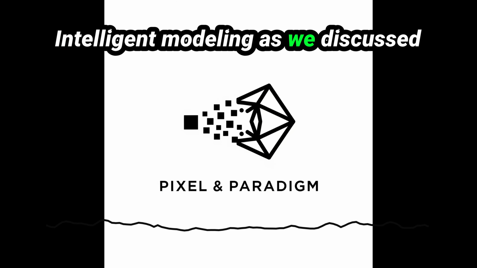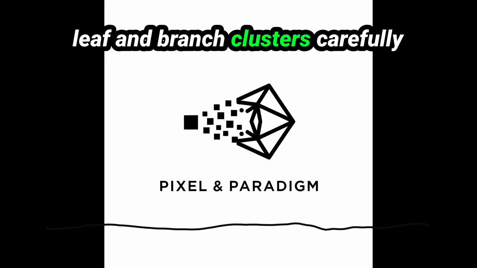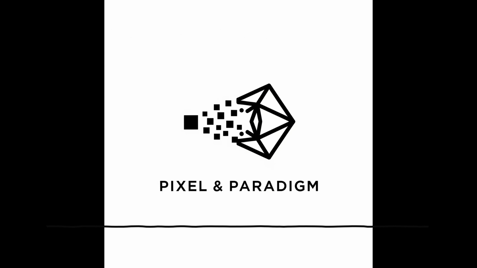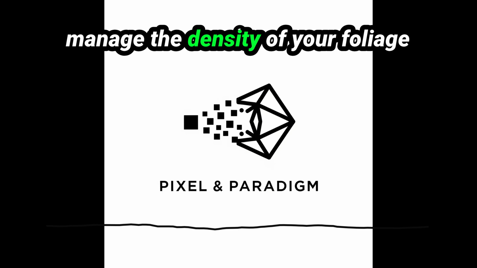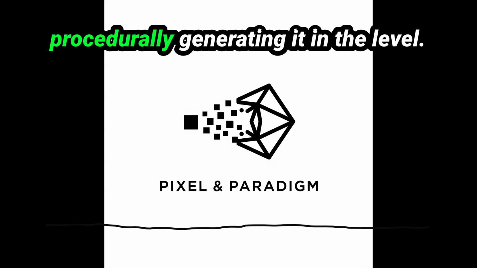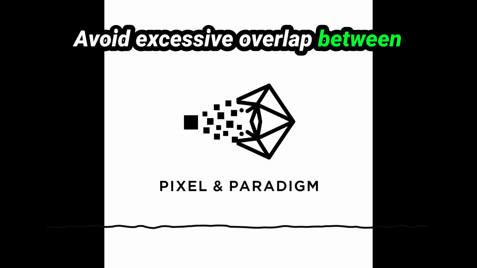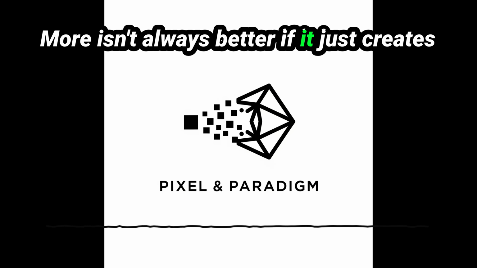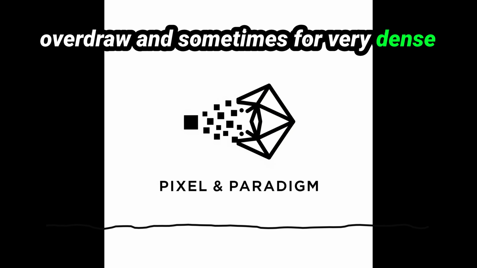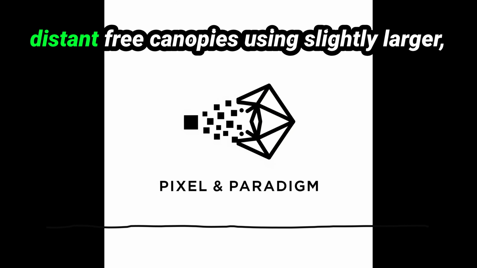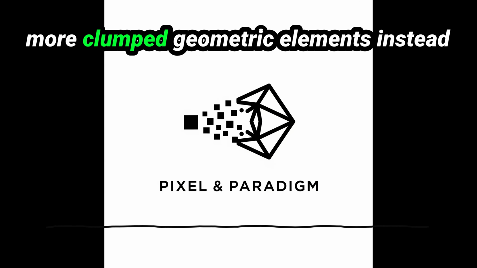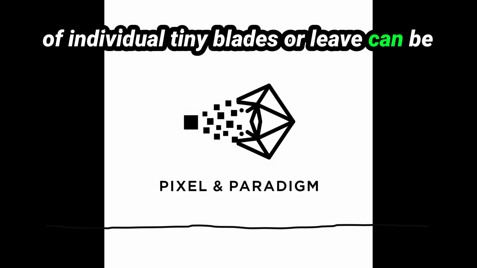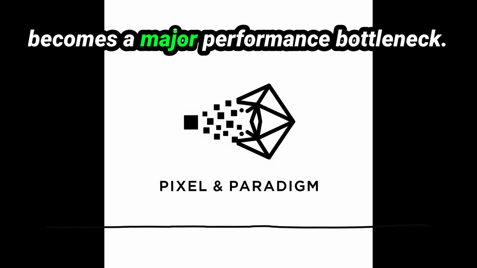Intelligent modeling. As we discussed in the modeling section, design your leaf and branch clusters carefully to minimize unnecessary internal overlap right from the start, without making them look unnatural. Artistic density control. Carefully manage the density of your foliage placement when painting or procedurally generating it in the level. Avoid excessive overlap between instances that doesn't actually improve the visual result from the typical gameplay camera angles. More isn't always better if it just creates overdraw. And sometimes, for very dense ground cover like grass or moss, or for distant tree canopies, using slightly larger, more clumped geometric elements instead of trying to render millions and millions of individual tiny blades or leaves can be a necessary optimization if overdraw becomes a major performance bottleneck.